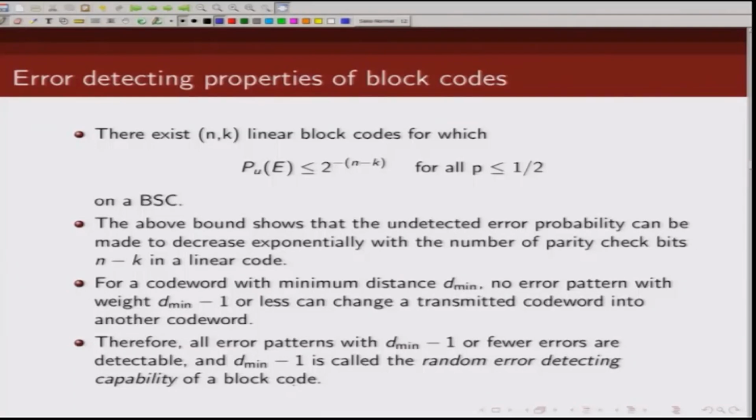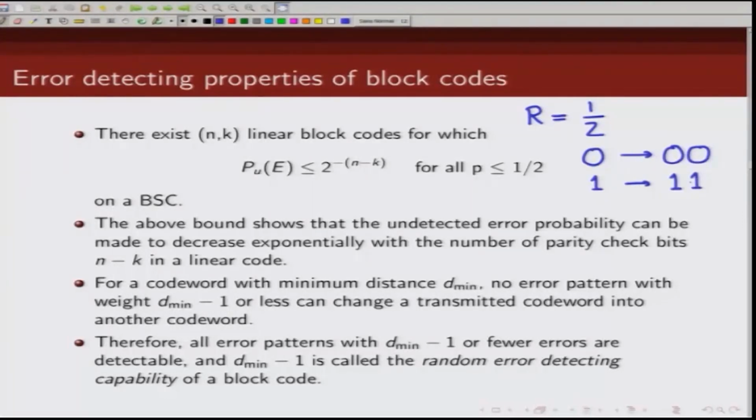Now, take an example of a repetition code that we did in the first class. So, let us say we have a rate 1/2 repetition code. Then for 0 we are sending 0 0, and for 1 we are sending 1 1.